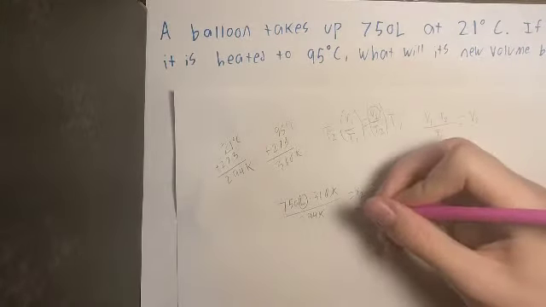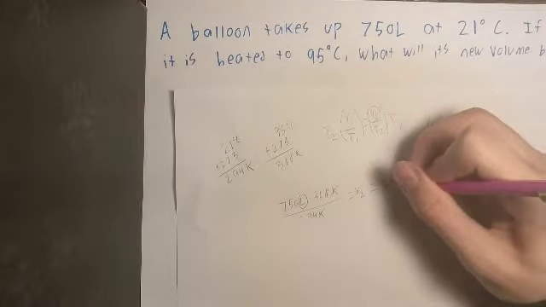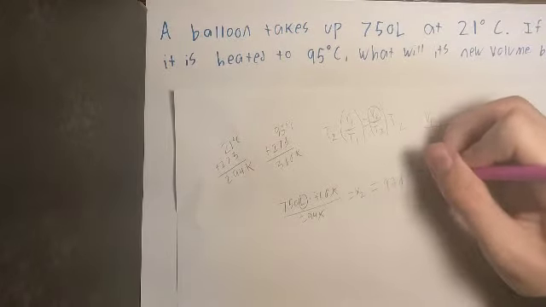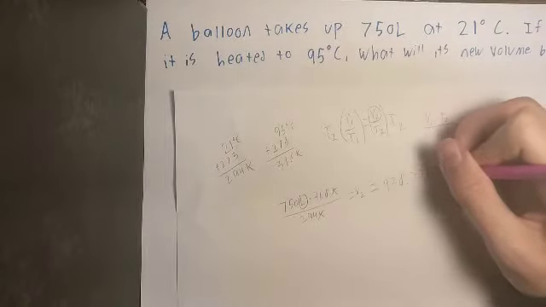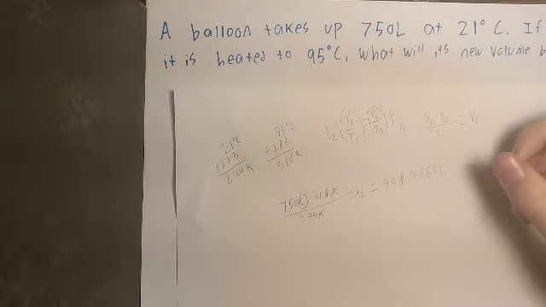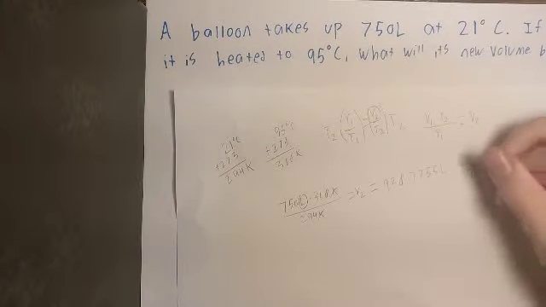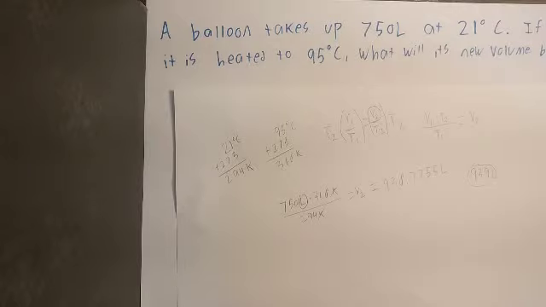And so what it actually multiplies to is 938.7755 liters. But since we're in chemistry, we got to use the proper amount of sig figs. So this just rounds to 939 liters. And that is our answer to this problem.